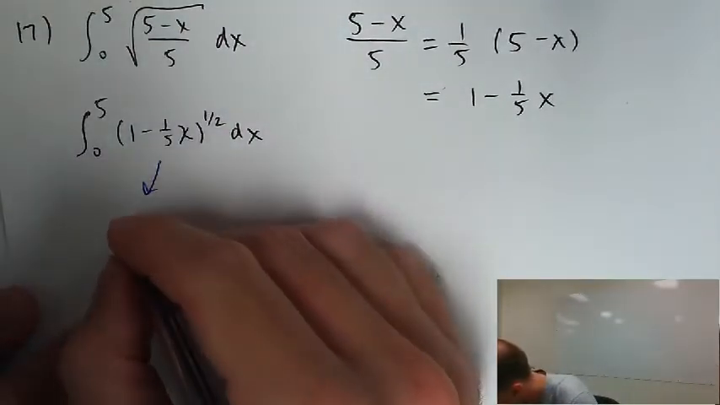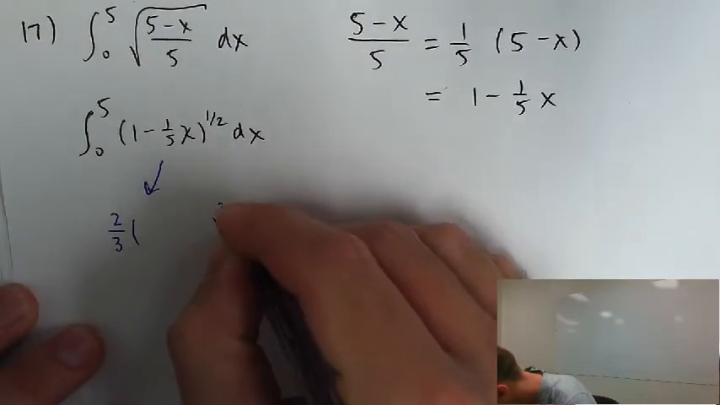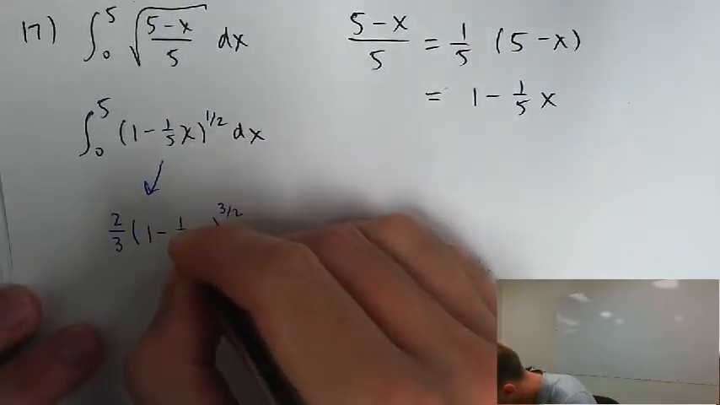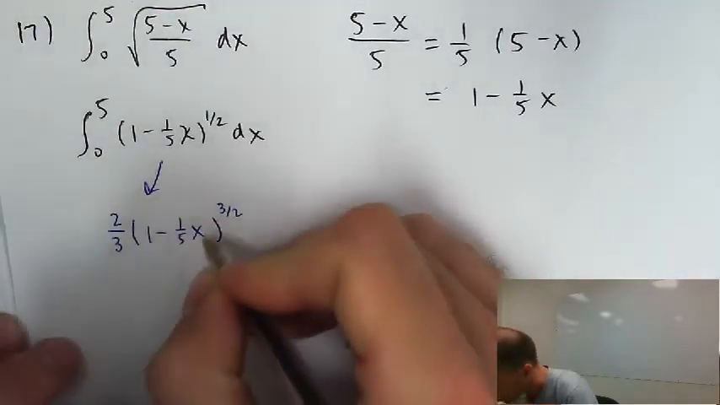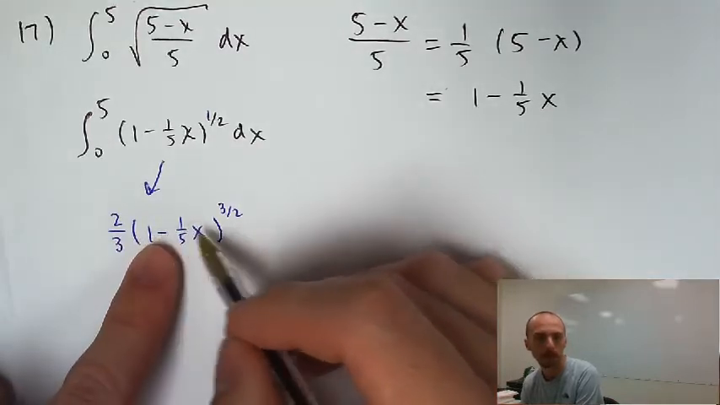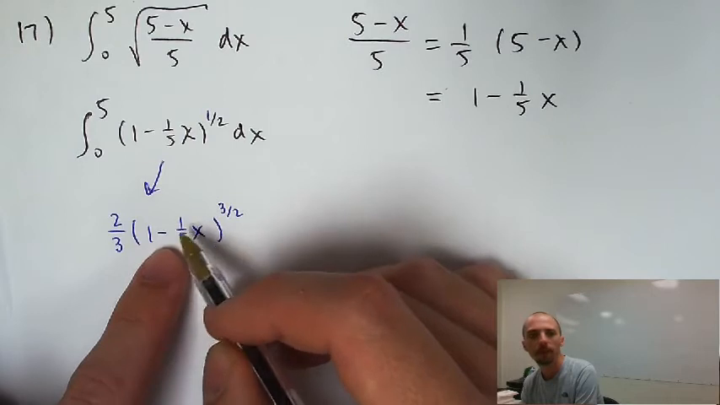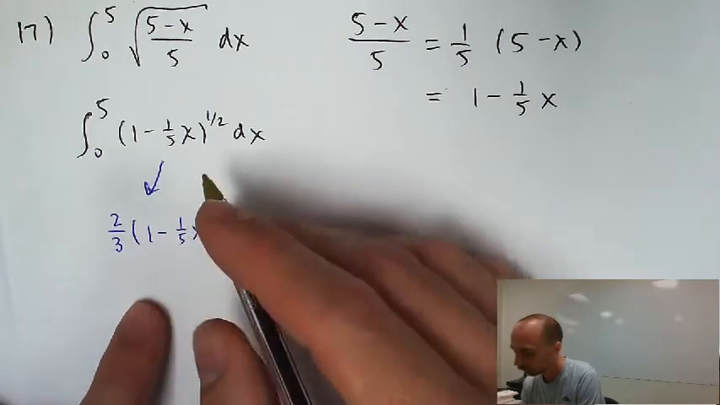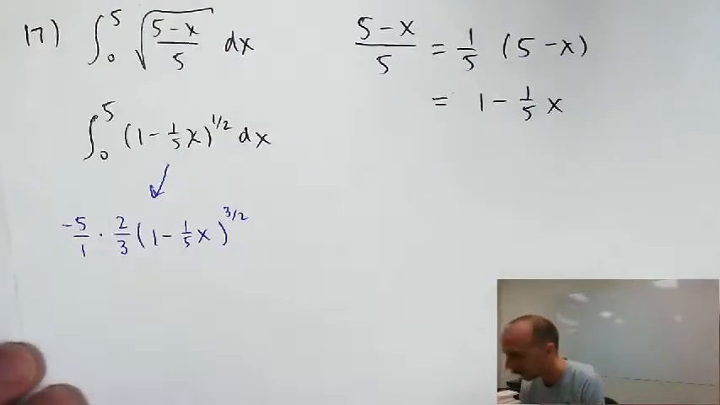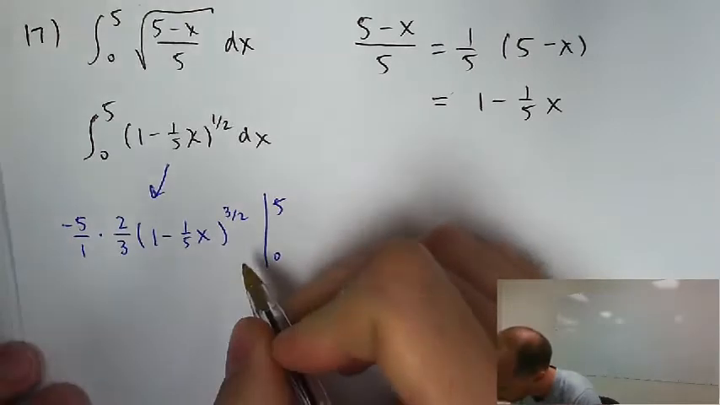Okay. So an antiderivative would be 2/3 of this thing to the 3/2. But I'm going to have to adjust for the chain rule right there. So just to test what would happen if I took the derivative of this, I'd get 1 times this to the 1/2. This is promising. But then I'd have to multiply by negative 1/5. So I probably need to have a negative 5 over 1 there. You can check, and that's a valid antiderivative.